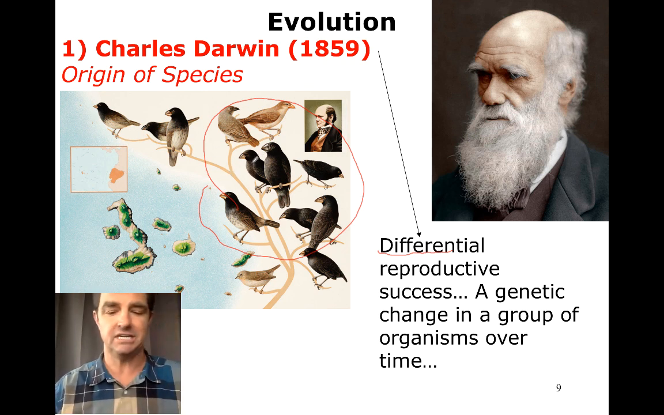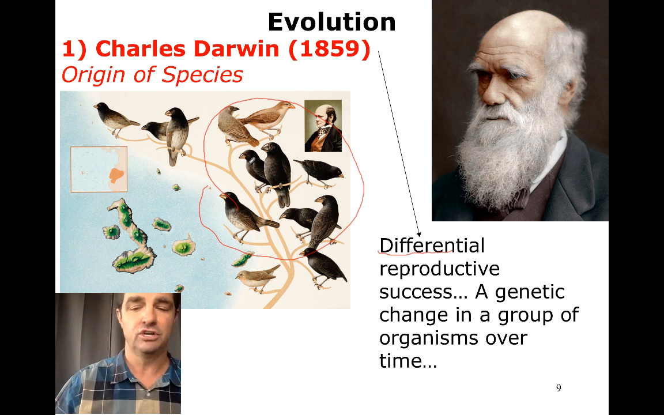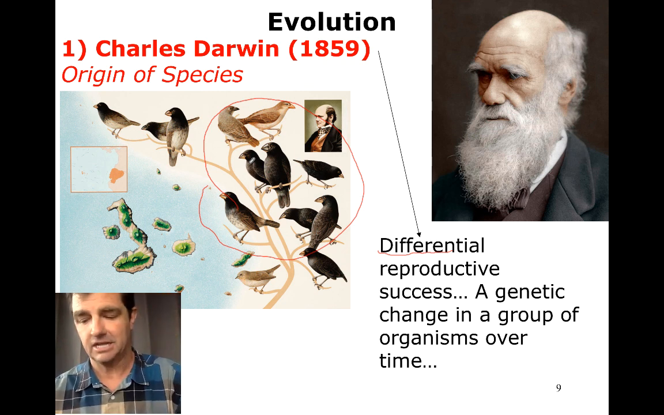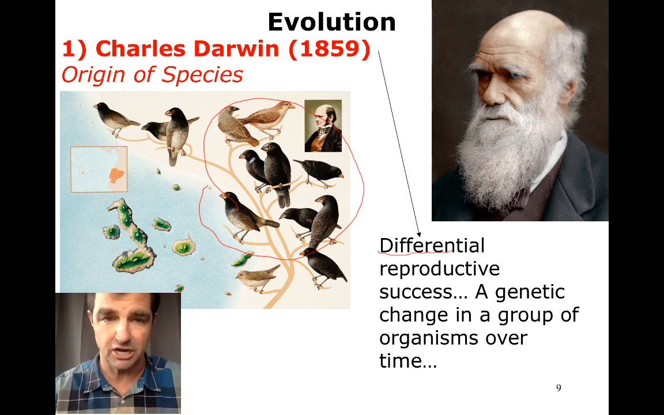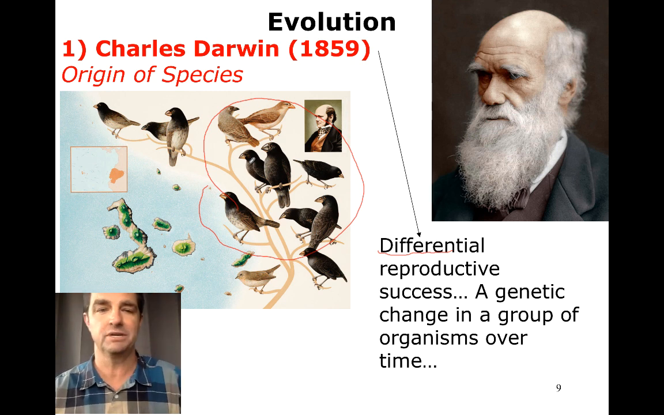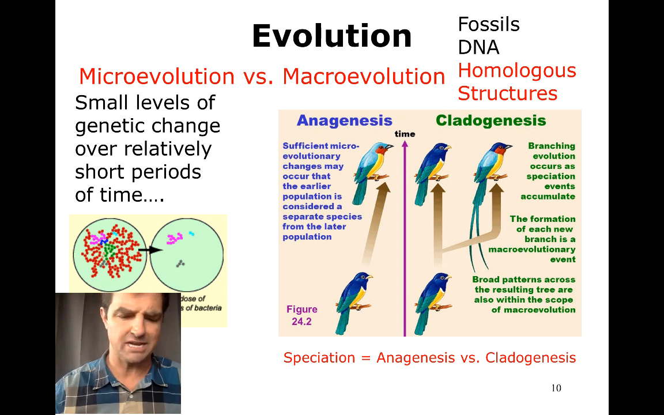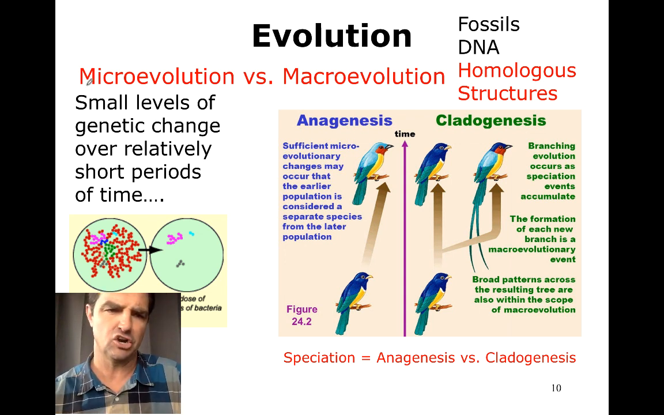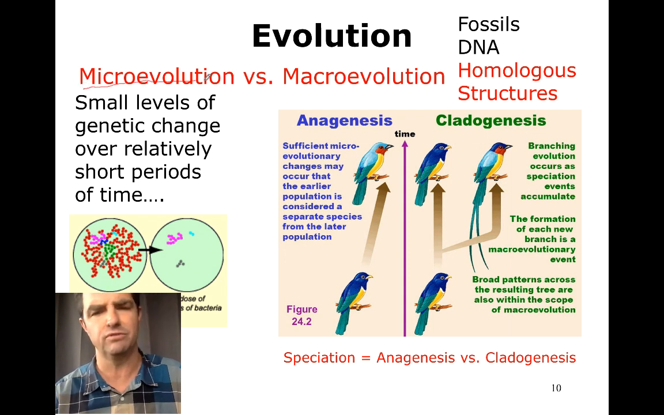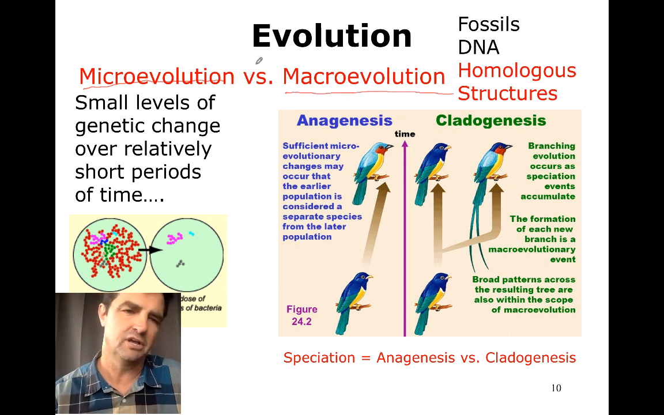But the idea that organisms can change over time is associated with evolution and Charles Darwin. But then we can look at evolution at different rates, in the sense of it being large changes or small changes. If there are small changes, we call that microevolution. And if there are large changes over a relatively long period of time, we call that macroevolution. And there are different ways we study that.